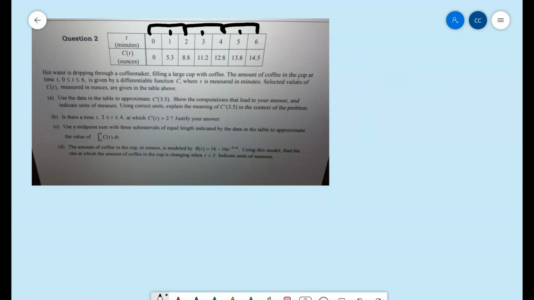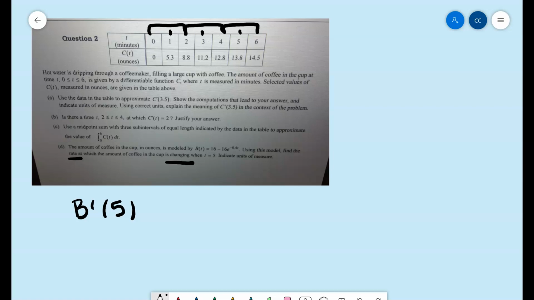All right, and last but not least, the amount of coffee in the cup in ounces is modeled by B of t equals 16 minus 16e to the negative 0.4t. Using this model, find the rate at which the amount of coffee in the cup is changing when t equals 5. So if we are trying to find the rate at which it is changing, that is really just a fancy way of saying what is the derivative at 5.